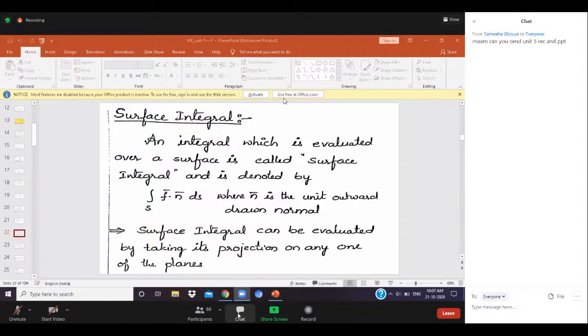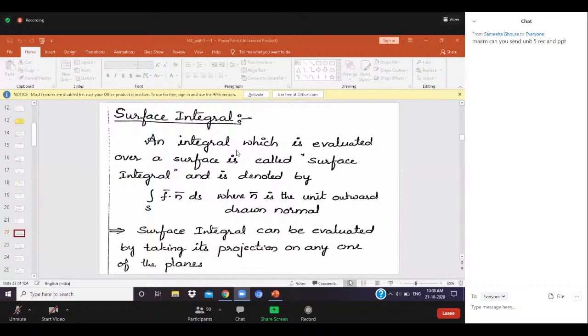So the integral of f bar dot dr bar comes under this line integral. Circulation and work done are the terms we have under it. So this comes under line integral only. We have important problems under work done, so we completed that. Now we are entering the surface integral.